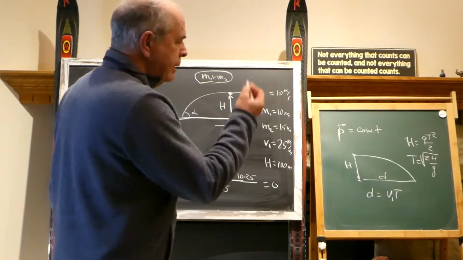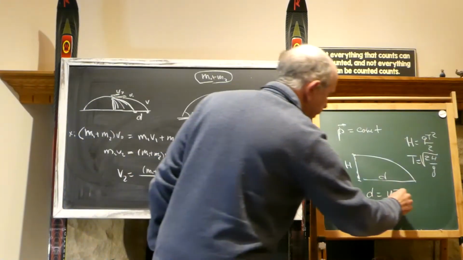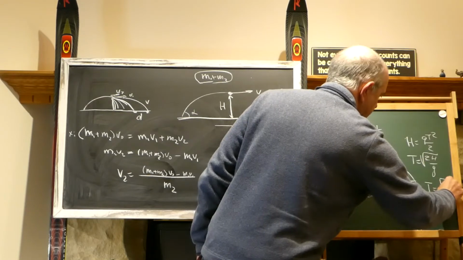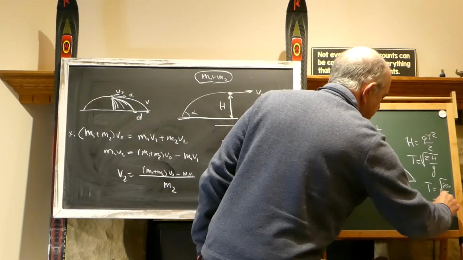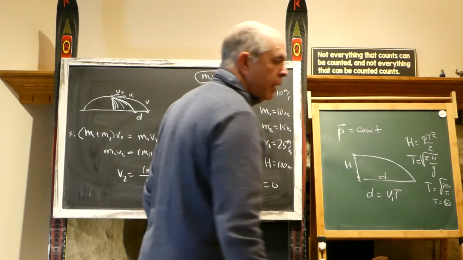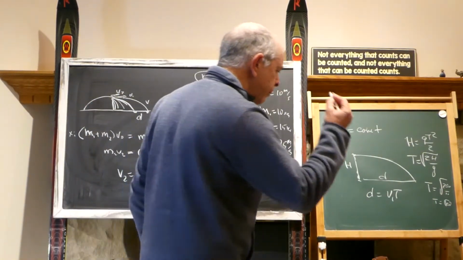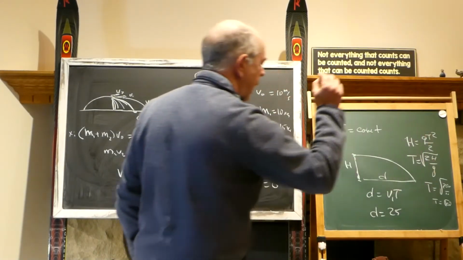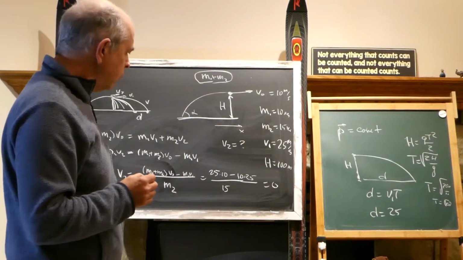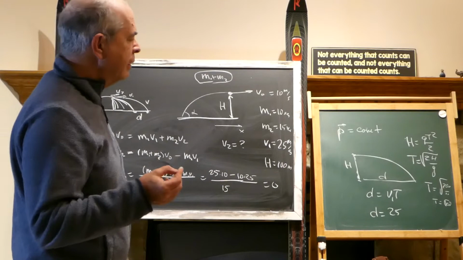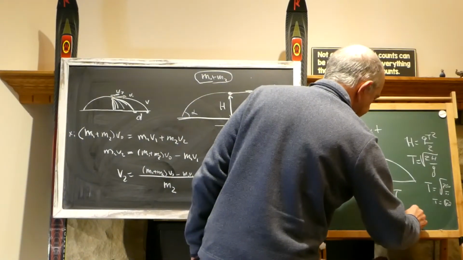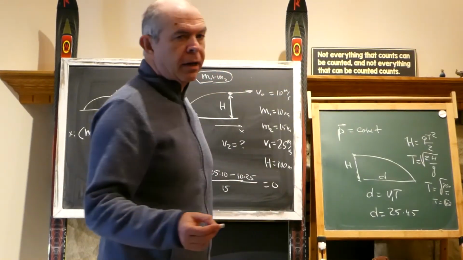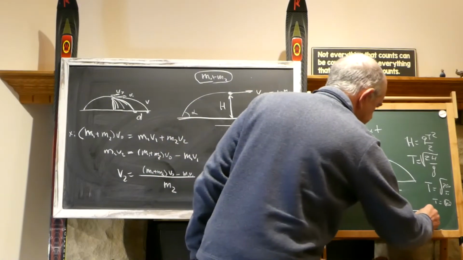So basically that's it. We have to plug in v1 equals 25 and find t. T would be the square root of 200 over 10, so t would be the square root of 20. The square root of 20 is probably 4.5. So d would be v1, which is 25, times t, which is 4.5. So distance would be 25 times 4.5. Well, it would be about 110 meters.